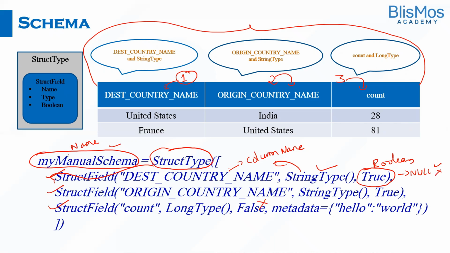If you see here, manual schema, name of the schema, struct type, within that we have struct fields, within each struct field we have a name of the column and we have a data type and also boolean. In a similar manner you can see all the 3 columns are defined here. This is how we go about creating a manual schema. Thank you.